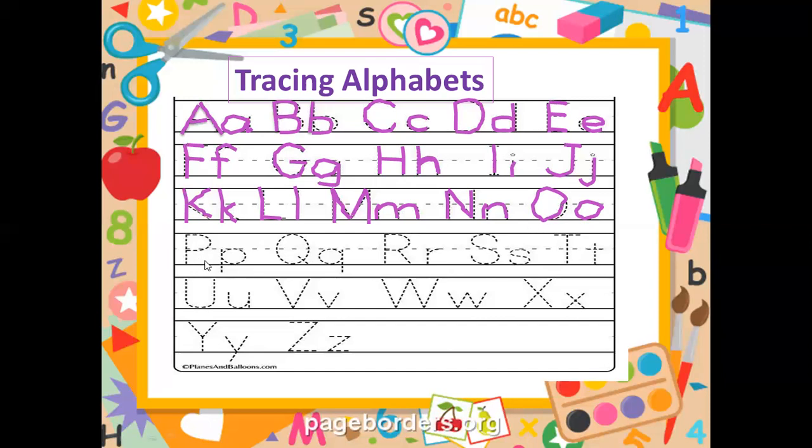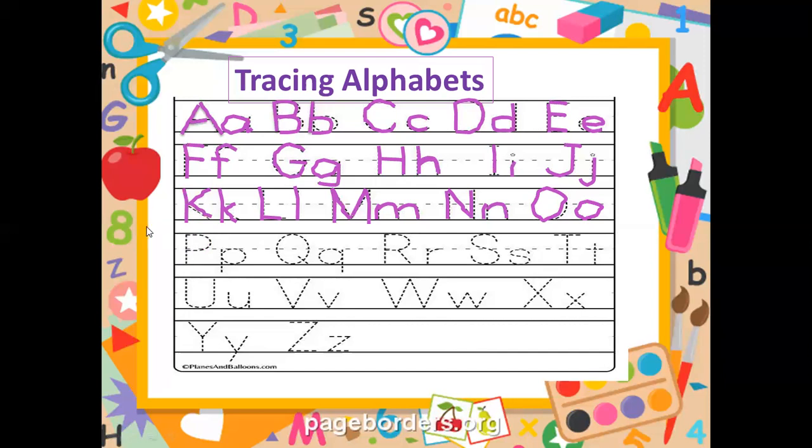Now after O, we are going to trace the letter P. How will you trace the letter P? A standing line from top to the bottom and then a curved line from top to the middle, just like this.